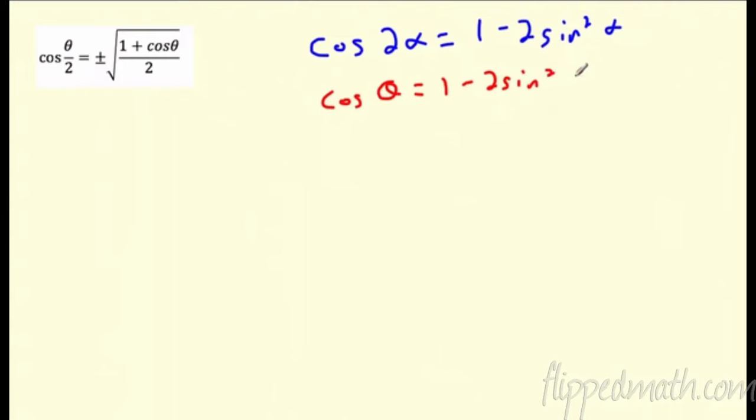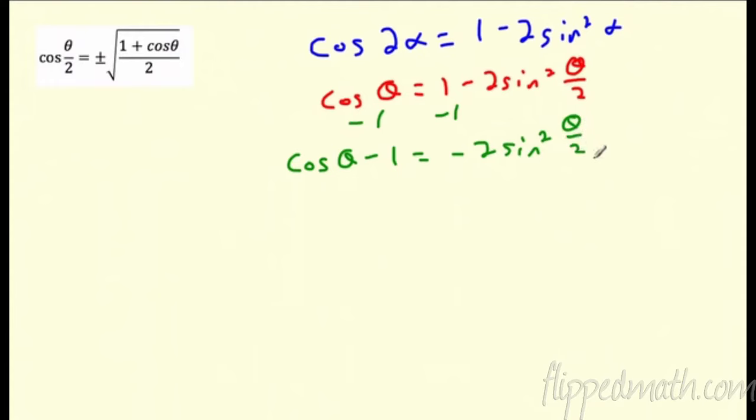And then what is this? This is going to be half of theta to make it work. So now it works. And now I want to get sine squared theta over 2 by itself. So to do that, let's go ahead and subtract 1 from both sides. So we've got cosine theta minus 1 equals negative 2 sine squared theta over 2. And what am I going to do here? I'm going to divide by negative 2.